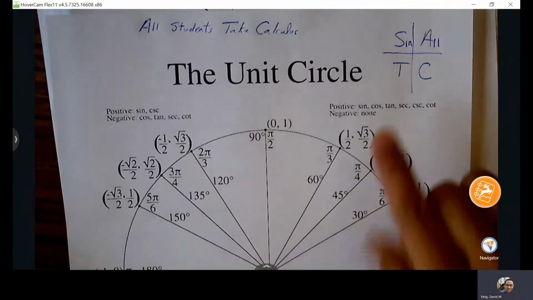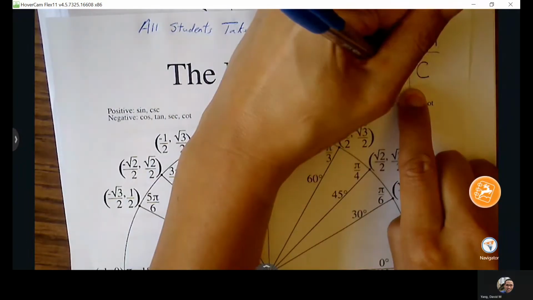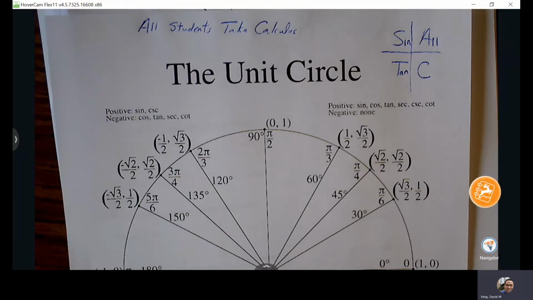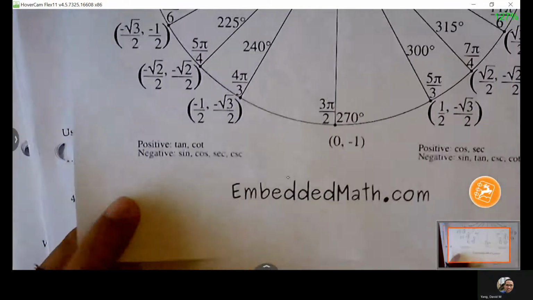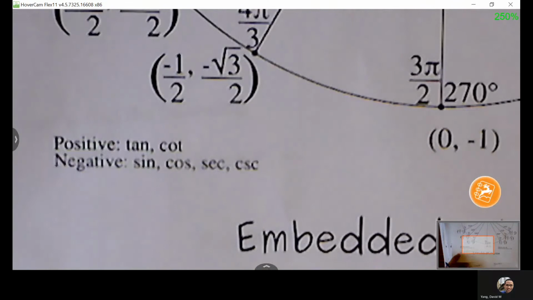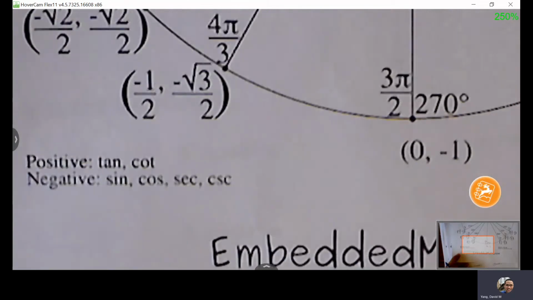Next up, the T in the third quadrant represents tangent. So tangent and its reciprocal, cotangent, are the only ones that are positive. Everything else is negative. I think having that table chart will allow you to quickly know what the signs are without having to do a lot of exploring.